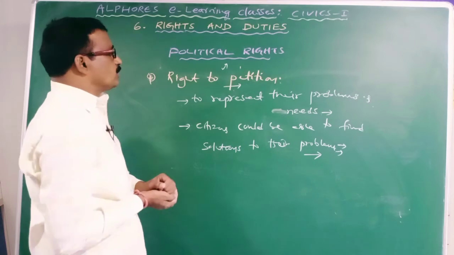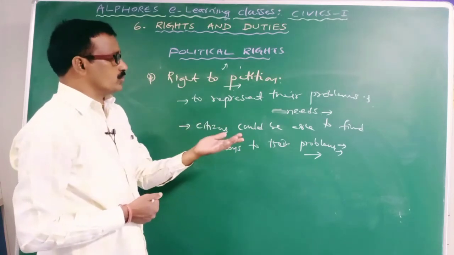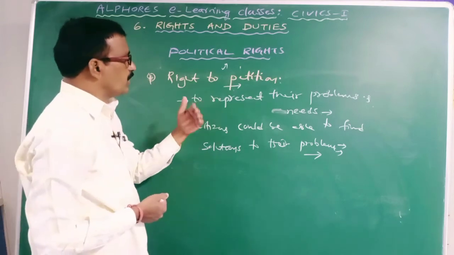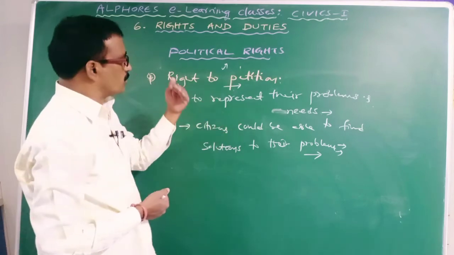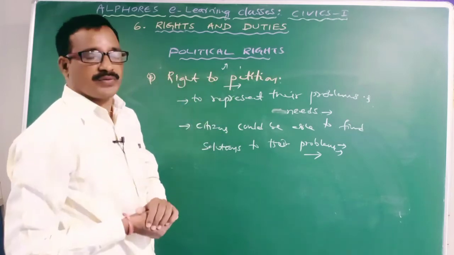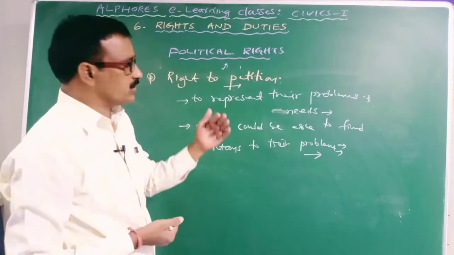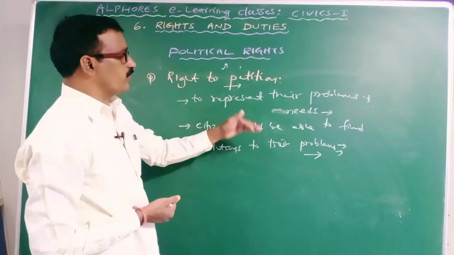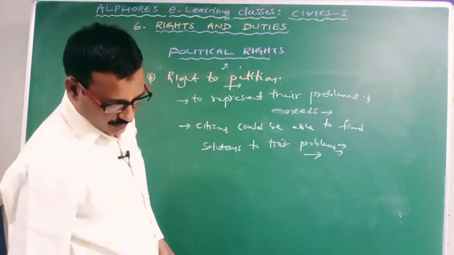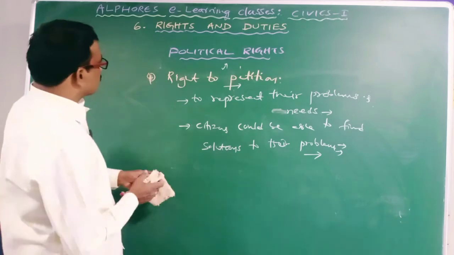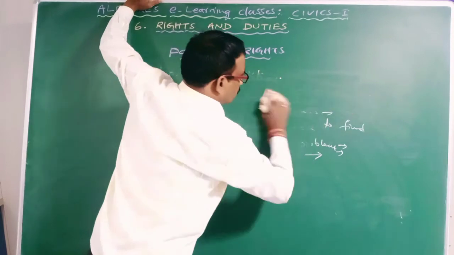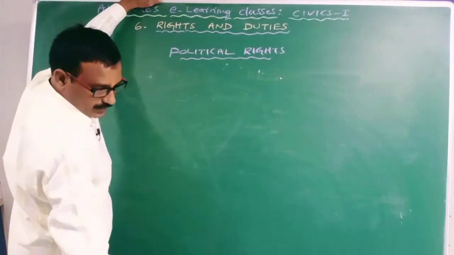Due to the right to petition, the government can know what the problems and needs of the people are. It not only helps the people but also helps the government to know the problems and requirements of the people. Accordingly, the government can solve the problems and fulfill the needs of the people through this right. It is another thing. Then the last one is the right to criticize the government. Fifth one.